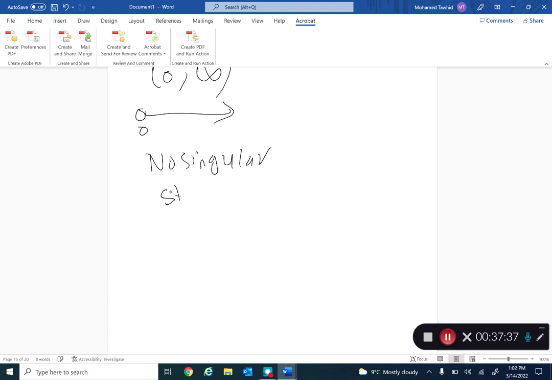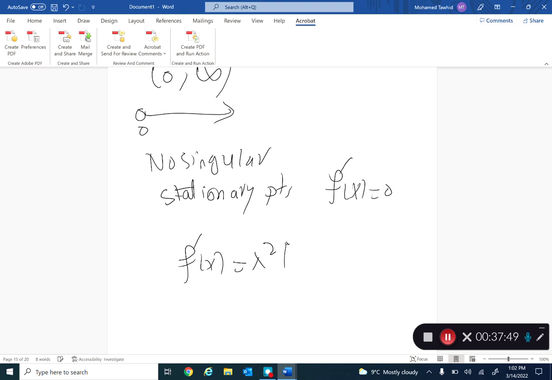So I have to go ahead and find the stationary point. How to get the stationary point? Set your derivative equal to 0. What is my derivative here? Simplifying, it would be x squared times (3 ln x plus 1), and that should be 0.